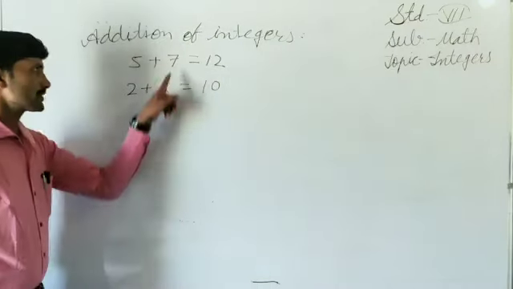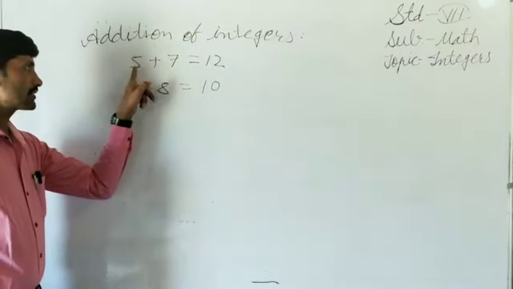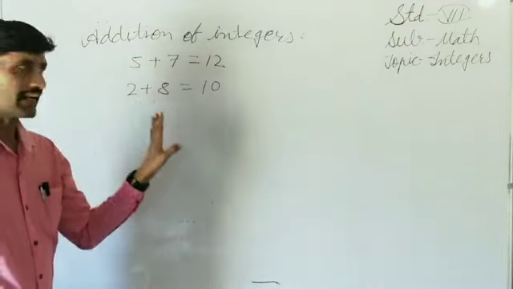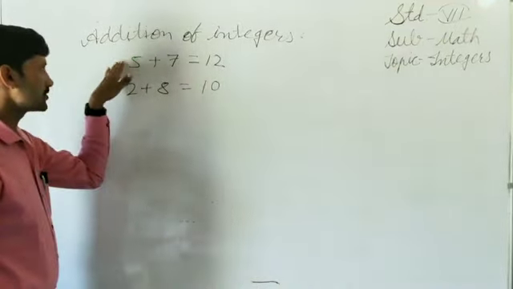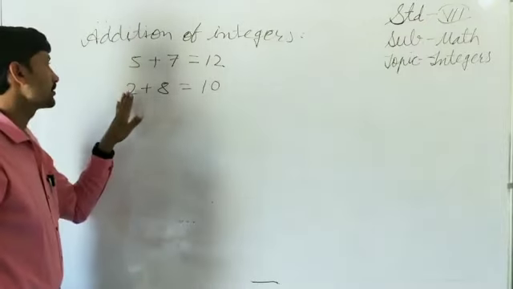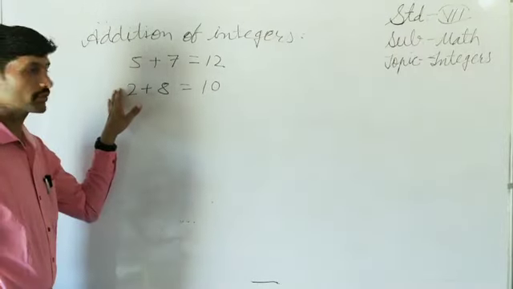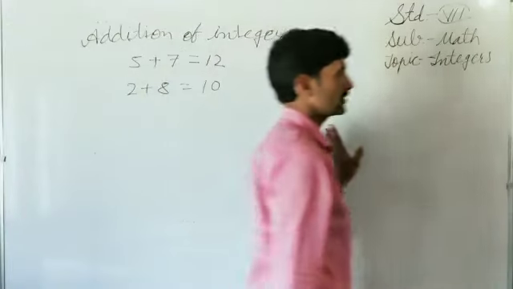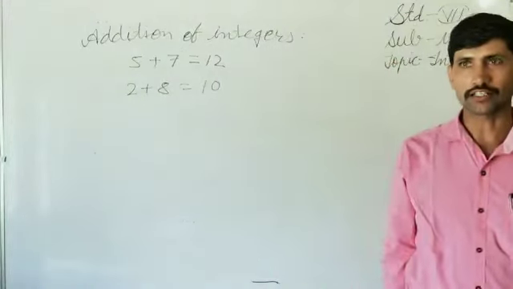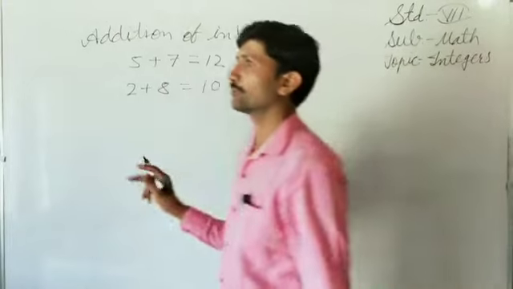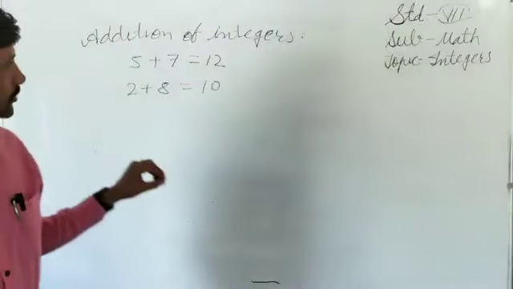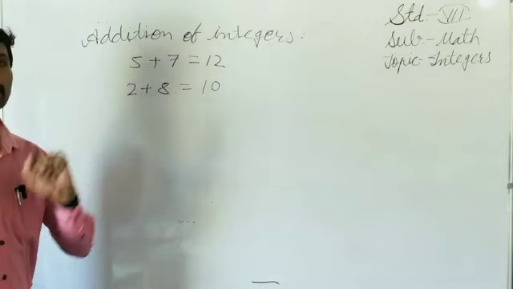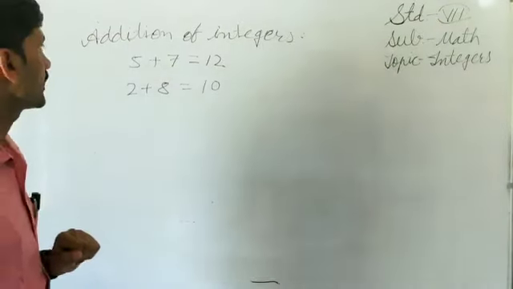So what is the sign of 7 here? It is plus, and what is the sign of 5 here? The sign of any integer will always be on its left side. What is the sign of 5 here? No sign, it means it is plus 5. No sign for 2 here, it means it is plus 2. So how to add two positive integers, we know from the early classes. Here if both are positive, both are negative, or one is positive and the other is negative, then how do we do it? That we have to keep in mind.